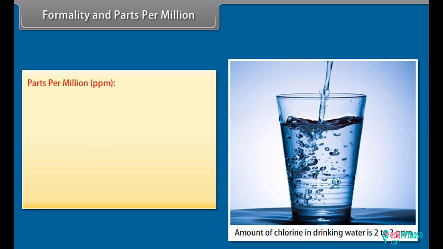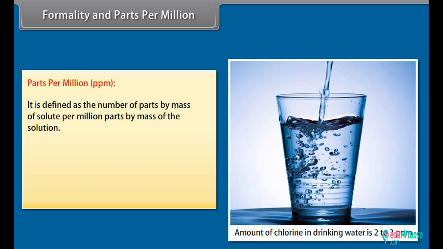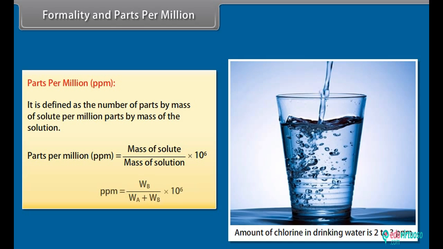Parts per million. It is defined as the number of parts by mass of solute per million parts by mass of the solution. It is abbreviated as ppm. Mathematically, ppm is equal to WB divided by WA plus WB, into 10 raised to the power 6.